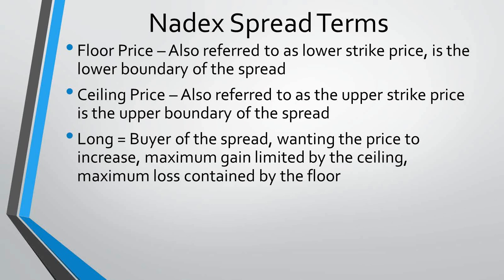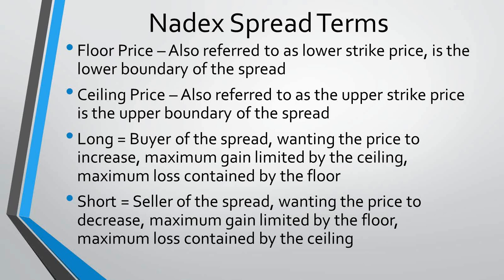Long means you're a buyer of the spread. You're wanting the price to increase. The maximum gain is limited by the ceiling of the Nadex spread, and the maximum loss is contained by the floor. If you're short, that equals being a seller of the spread. You're wanting the price to decrease. Your maximum gain is limited by the floor, and your maximum loss is contained by the ceiling. Remember, the floor and the ceiling represent the upper and lower boundaries of the spread itself.